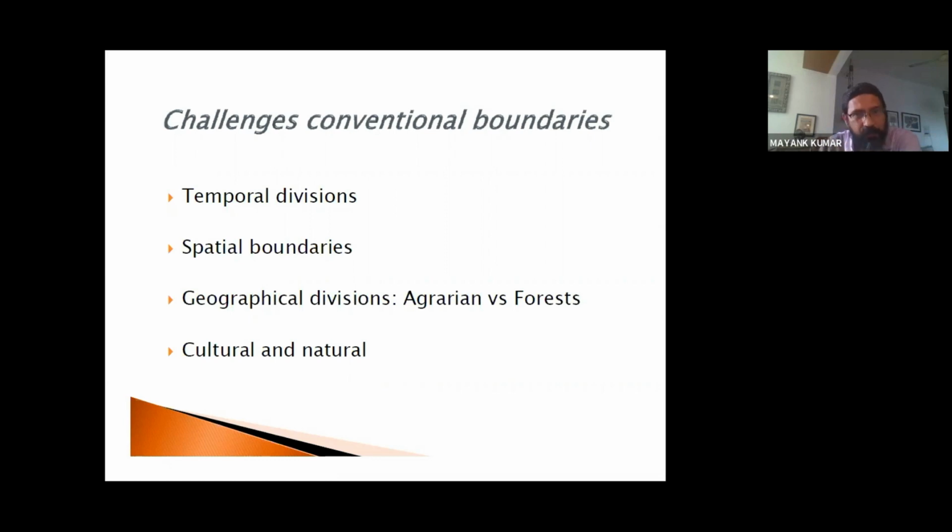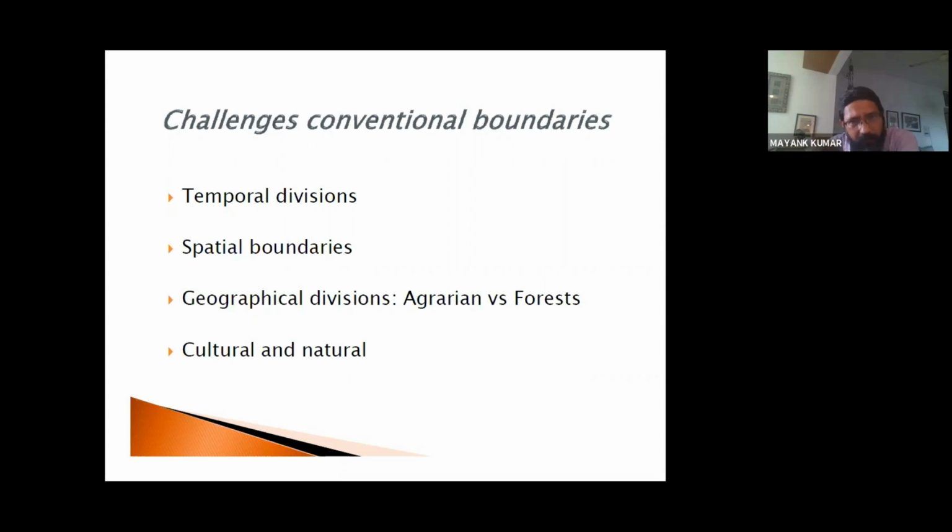So as environmental historians, we have to challenge all these boundaries. We cannot abide by or work with the ancient, medieval, modern divisions. We try to challenge that, and we have to challenge that. There's no other option with us.